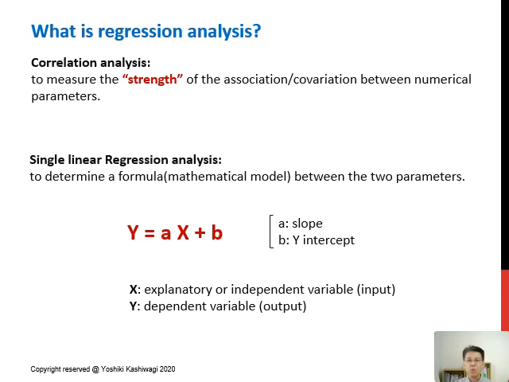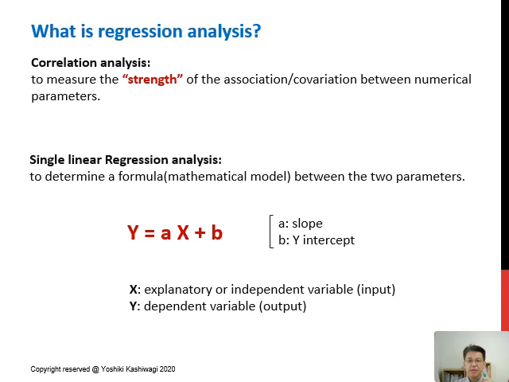This means the value of y is calculated as the multiplication of a and x, plus the value of b. The a is called the slope. The b is called the y-intercept. So the goal of the regression analysis is to find a number for a and another number for b. Then you can show the numerical relationship, or formula, between y and x.